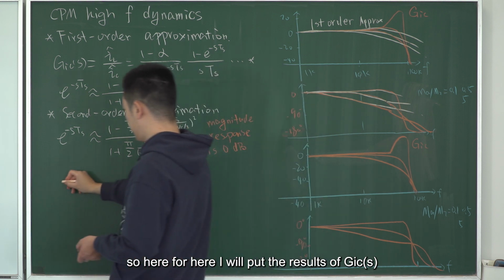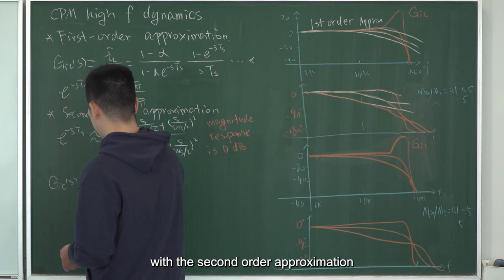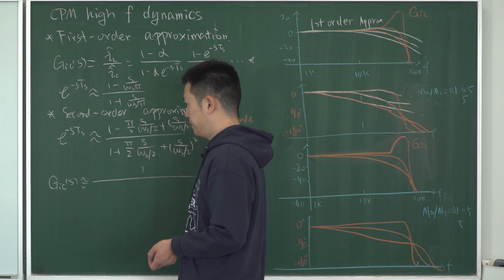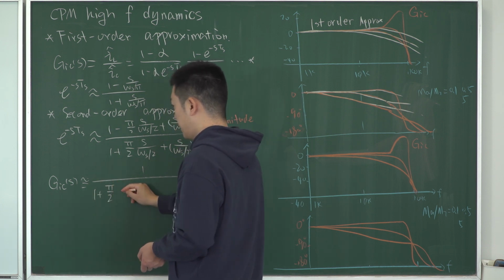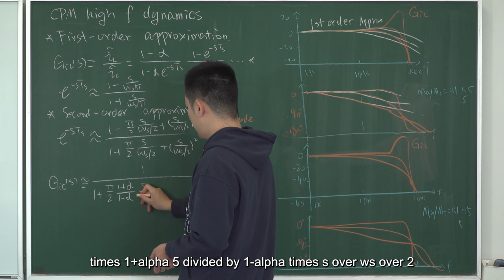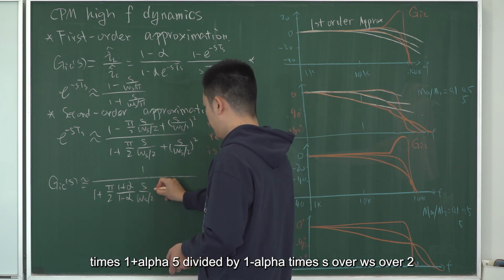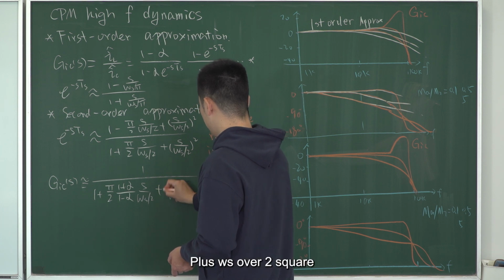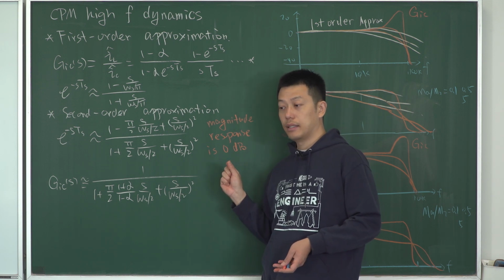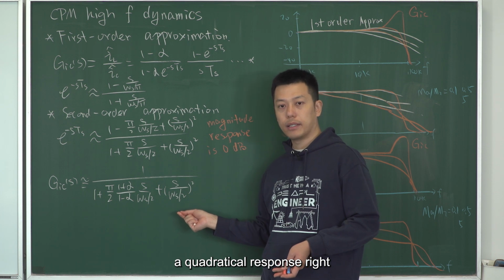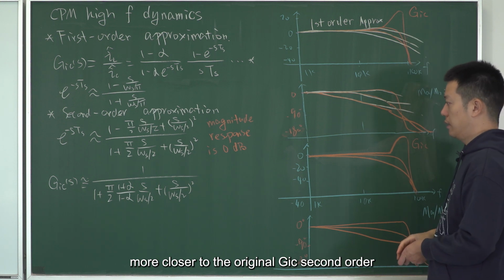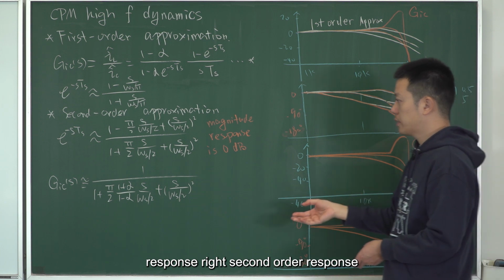So here, I will put the results of G_ICS with the second order approximation. You will see that this is roughly equal to 1 over 1 plus pi over 2 times (1 plus alpha) divided by (1 minus alpha) times s over omega_s over 2 plus (s over omega_s over 2) squared. Here you will see that this is a quadratic response, which is closer to the original GIC second order response.